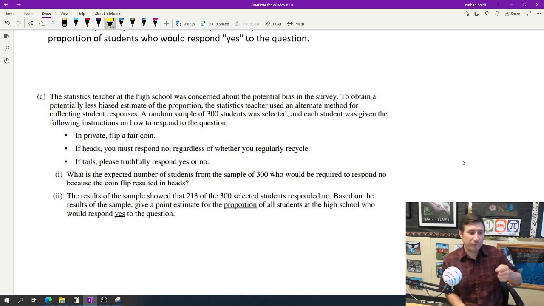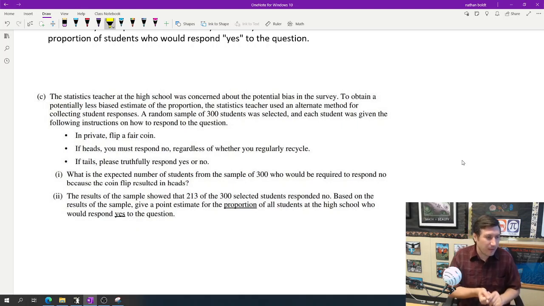In private, flip a fair coin. If heads, you must respond no, regardless of whether you recycle regularly. If tails, please truthfully respond yes or no. Do you see how that helps? Now someone could feel free to respond no because maybe it was just a coin flip. It gives people freedom to say no.